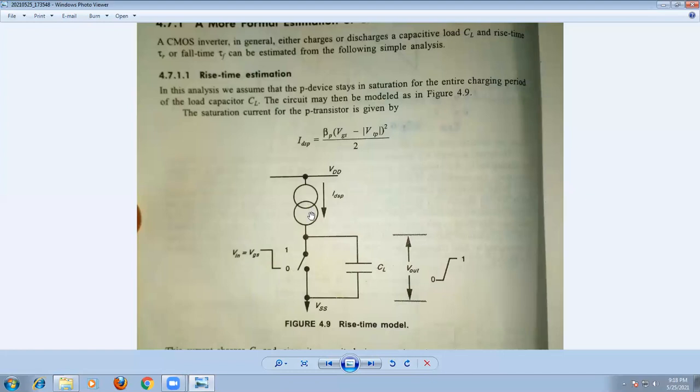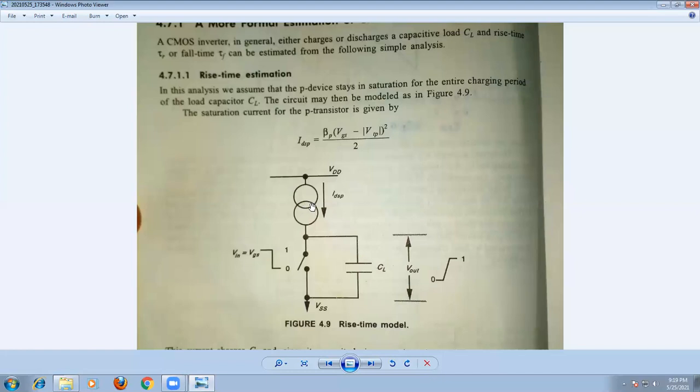Now here we are assuming that the p-type transistor stays in saturation for the entire charging period of this capacitor. The capacitor charges to the value of VDD when this transistor turns on, so for the entire charging period this transistor is always operating in the saturation region. That's why we represent this transistor as a current source. So the pull-up transistor is a current source in this case.